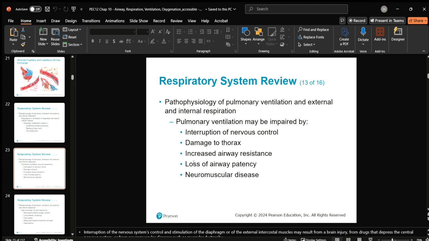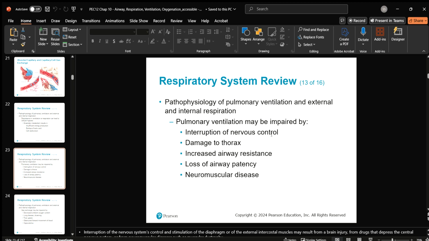All right, we talked about this a second ago. Pulmonary ventilation may be impaired by myriad of things. Oh no, I didn't talk about this. I was just talking about the gas exchange. Ventilation. Okay, what's the difference between ventilation and respiration? Ventilation is the mechanical process of moving air in and out. Respiration is the gas exchange. Okay, so we're talking about the mechanical portion of this.